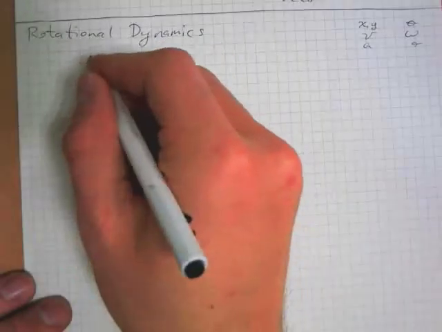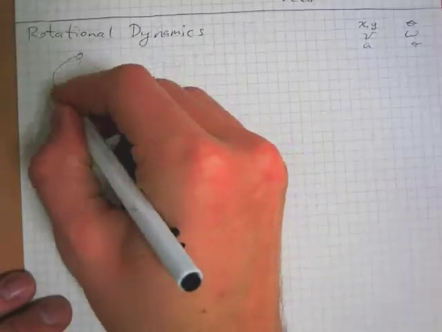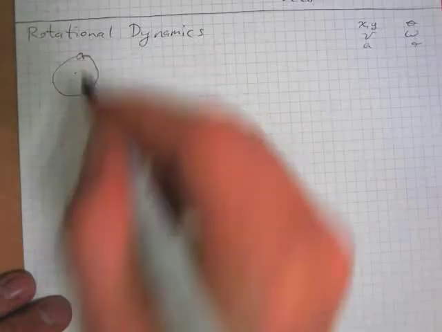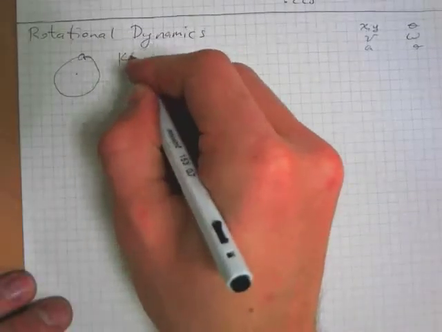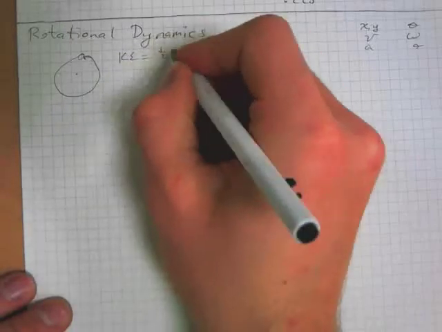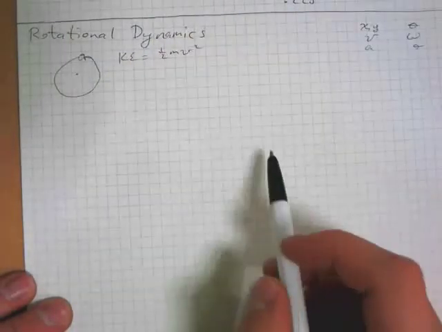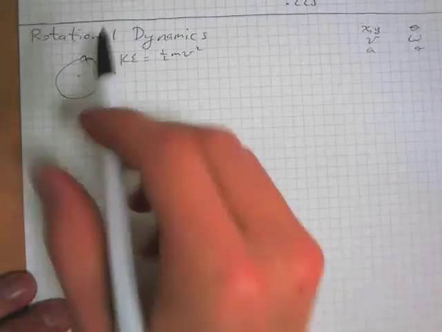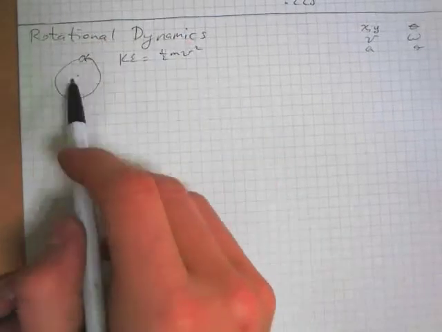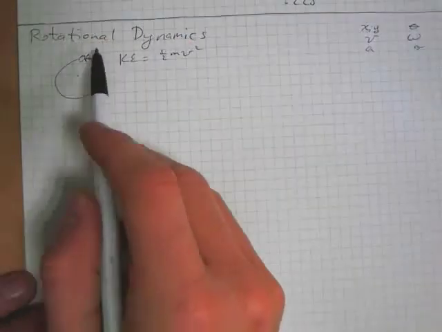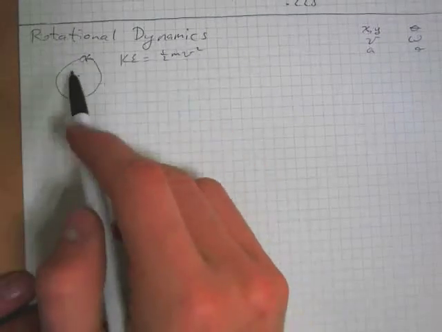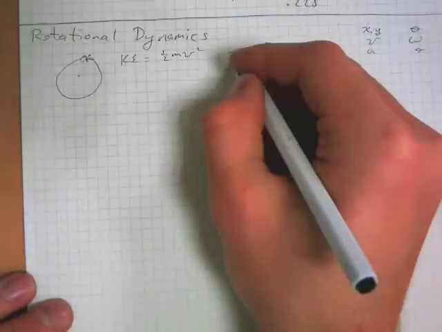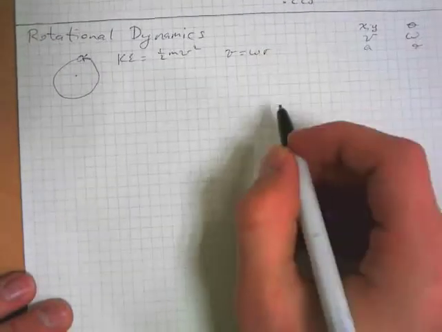Let's say we've got an object and it's traveling around in a circular path around some center. Now we know that the kinetic energy of this object is 1/2 mv squared. With this rotational motion, we can also think of it in rotational terms, because we can couch this in terms of angular velocity. We know that v is equal to omega r, which means this.